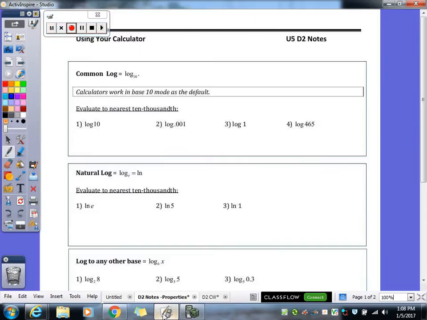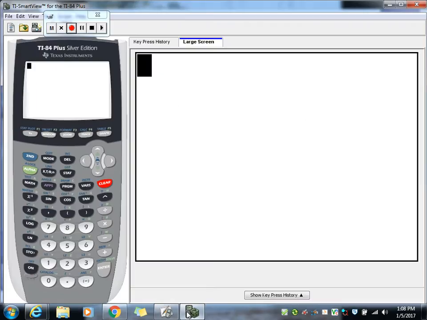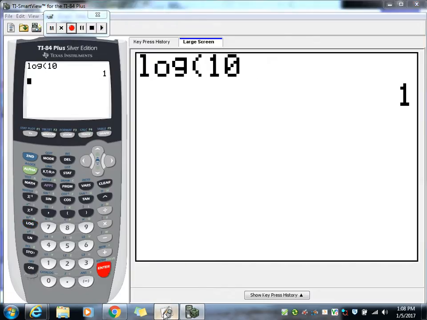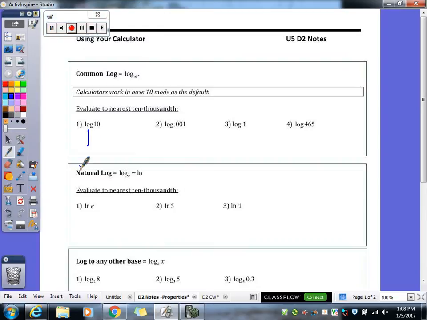So if you're given problems like this and you're told to evaluate, you can just go ahead and use your calculator to do it. Figure out log 10: you just type in log and then 10. Log 10 is 1. Go ahead, figure out the other 3. What's the log of 0.001? What do we get? Negative 3.